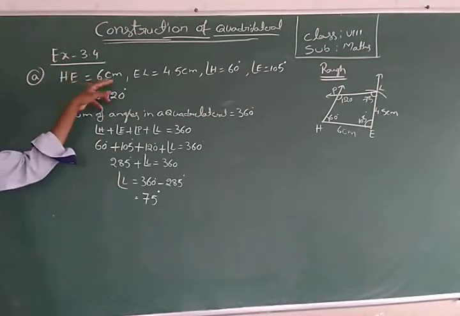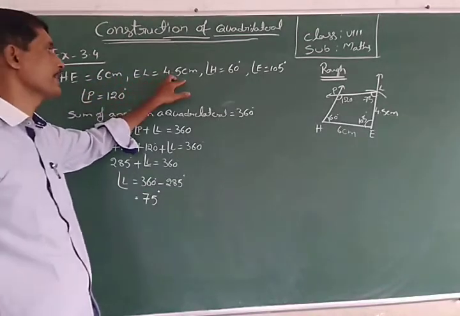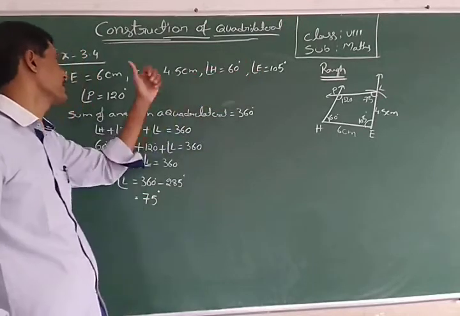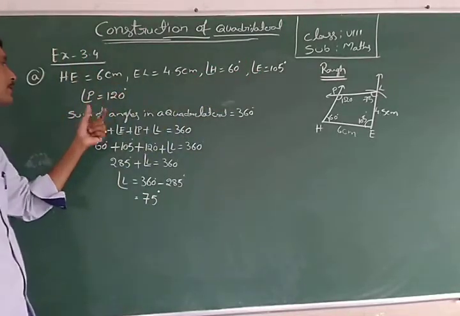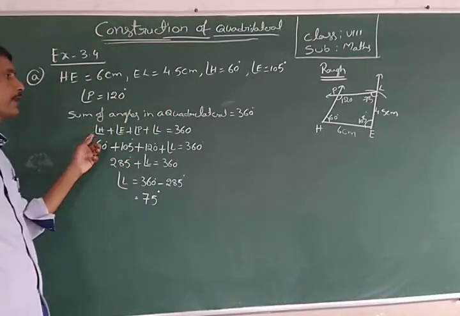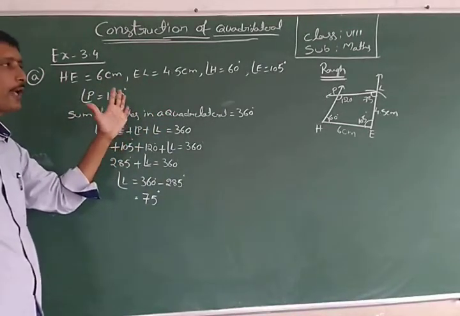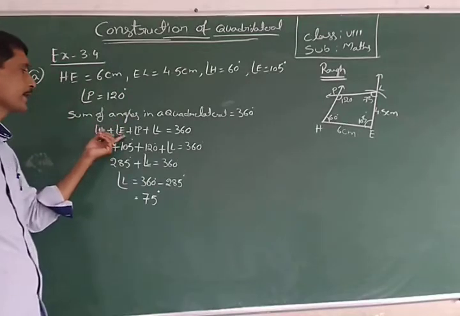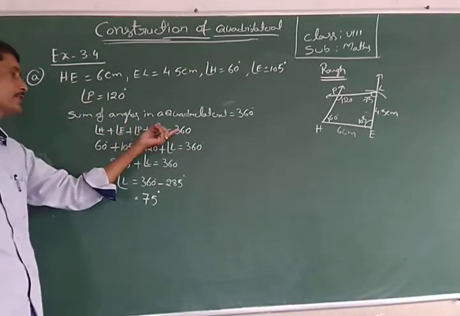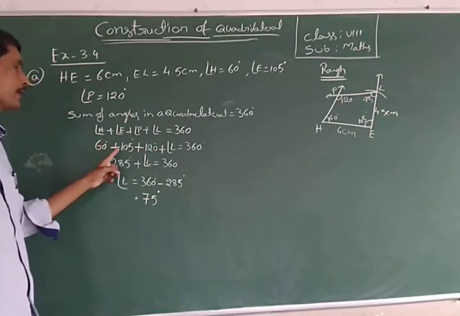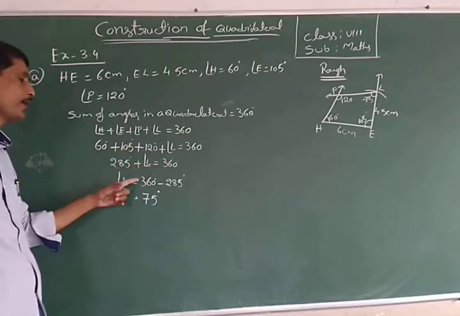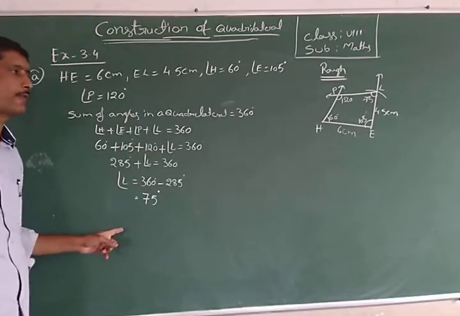Quadrilateral HELP: HE equal to 6 centimeters, EL equal to 4.5 centimeters, angle H equal to 60 degrees, angle E equal to 105 degrees, angle P equal to 120 degrees. The sum of the angles in a quadrilateral equals 360 degrees. Therefore, three angles are given, and we find the fourth angle. Angle H plus angle E plus angle P plus angle L equals 360 degrees. Angle H is 60, angle E is 105, angle P is 120. Simplifying, angle L equals 75 degrees.